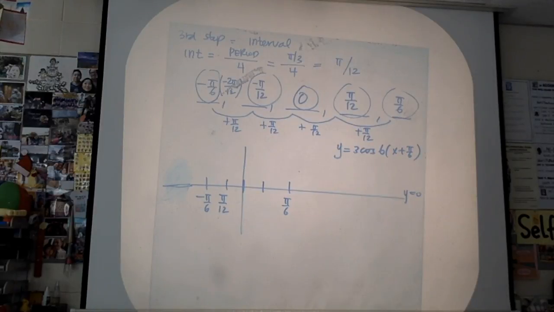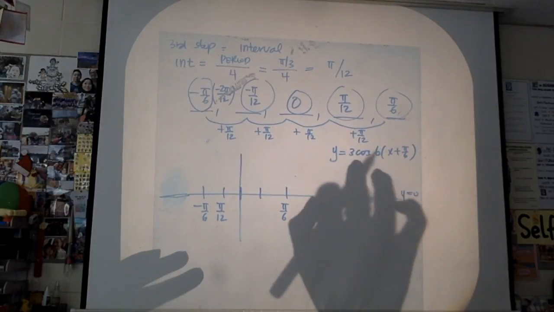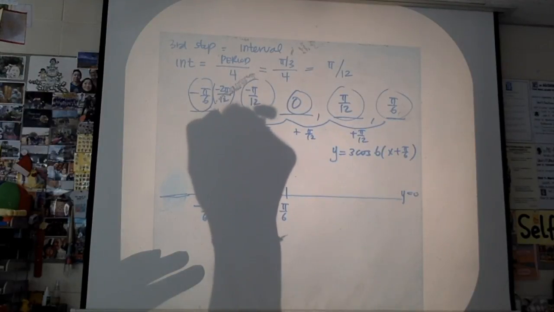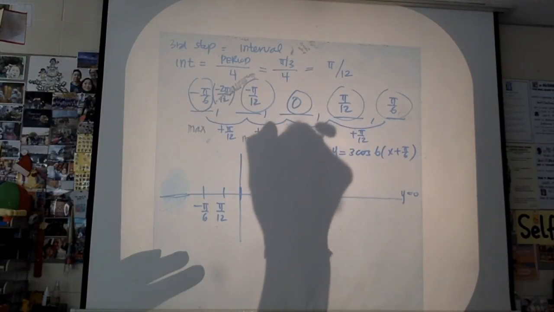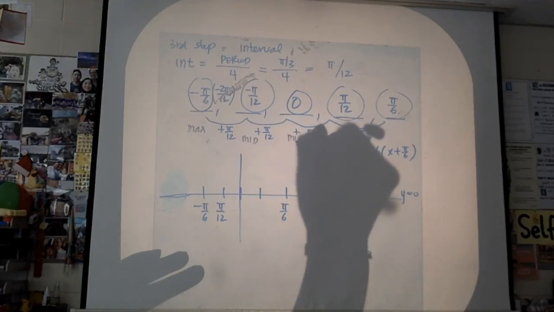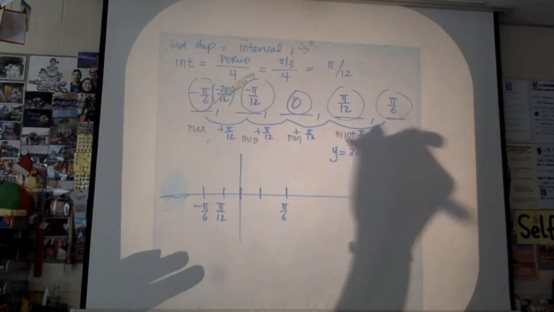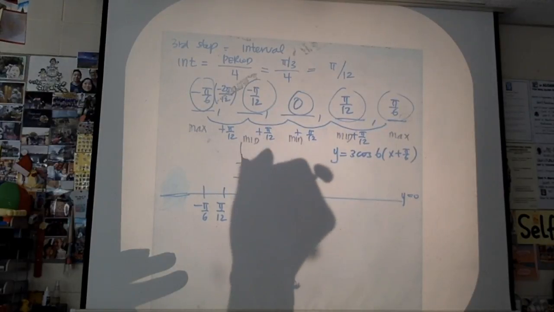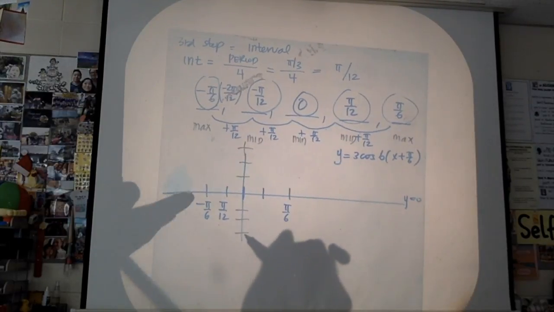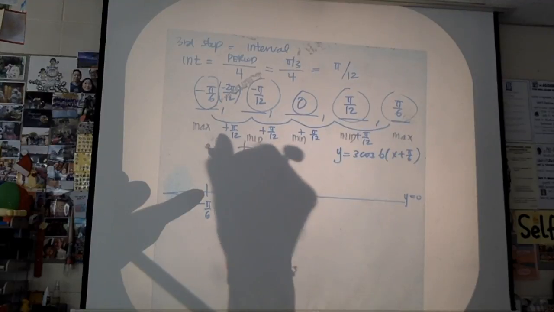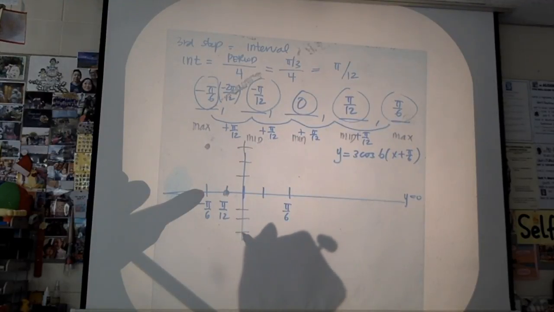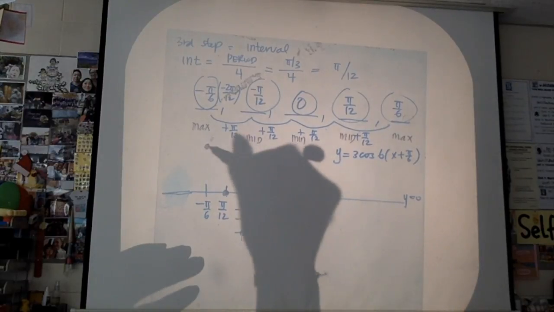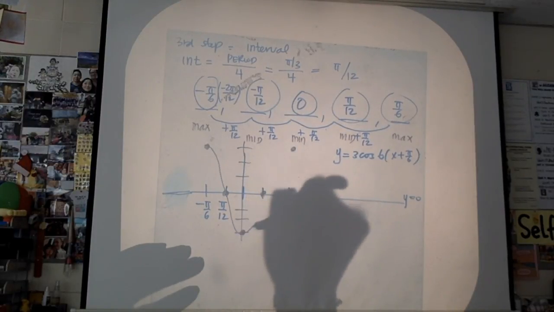Now, let's mark our critical points. But you guys, isn't this a positive amplitude? And it's a cosine, so we know we start at our max, right? And then we go back to our mid, and then we go to our min, and then we go to our mid, and then we go back to our max. So we know, oh, amplitude is what? 3, right? So 3, 1, 2, 3. So we're going to start here. It starts at the max, goes back to 0, goes to the min, goes to the 0, and goes to the max. So it should look like this.